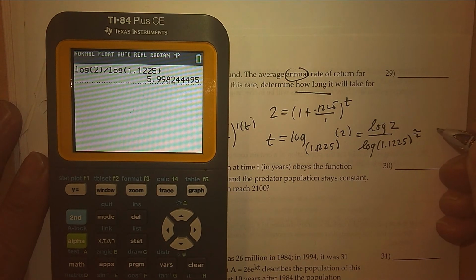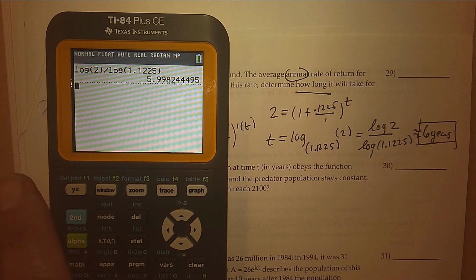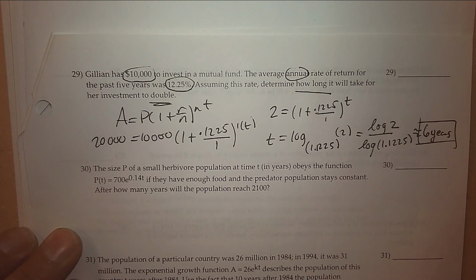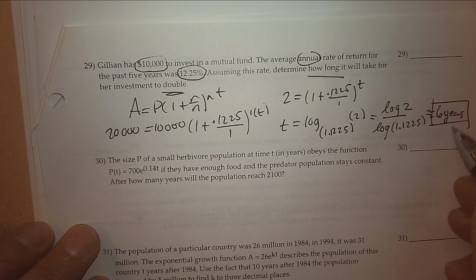So if I round it, you can see that's pretty close to 6 years. So how long would it take for that investment to double? And the answer is 6 years.